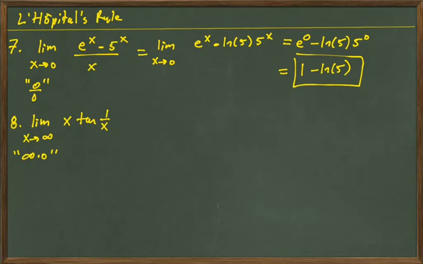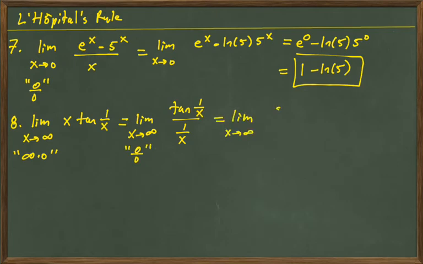And so what we're going to do is rewrite the x as a 1 over 1 over x, so tangent of 1 over x divided by 1 over x, okay, so that's equivalent. And then you're going to have 0 over 0 now. So once we have 0 over 0, then we can apply L'Hopital's rule.